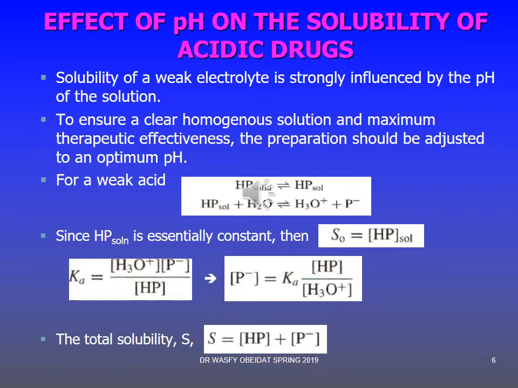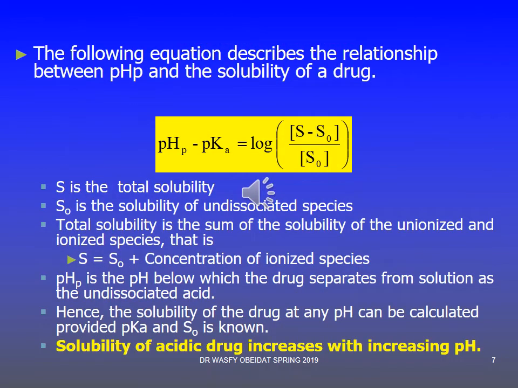The total solubility, which we term as S capital in this chapter, is a sum of that of unionized and ionized species. So briefly, S total will be equal to P minus plus S0. Now, using the Henderson-Hasselbalch equation and substituting for ionized and non-ionized concentrations, we can reach the following equation, which states that pHp minus pKa equals log of S minus S naught divided by S naught.